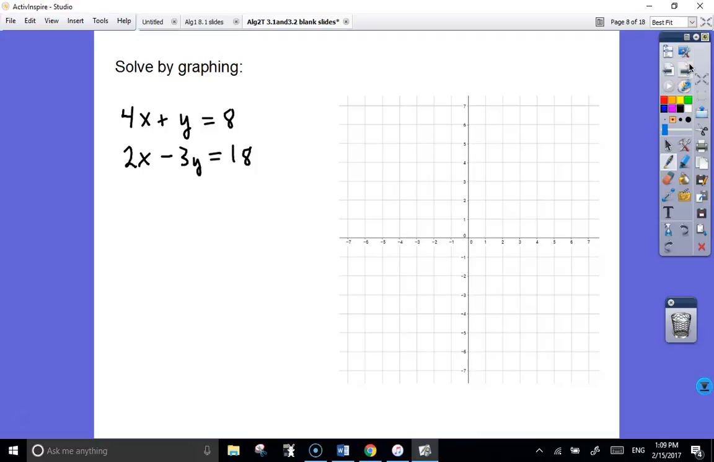So that to me is much easier than having to solve for y and then graph it in slope-intercept form. But what's the x-intercept of this one? 9, right? 2x equals 18, so x equals 9. What's the y-intercept?